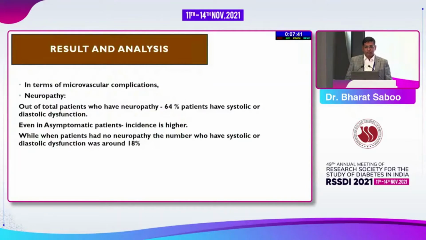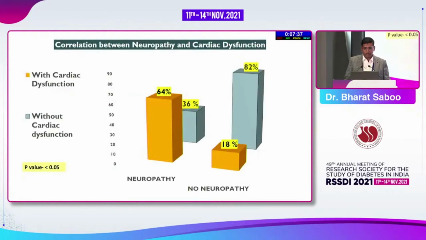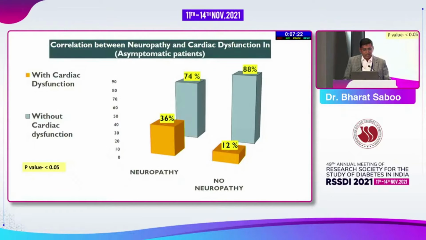In terms of microvascular complication, when we looked at neuropathy, out of the total patients who had neuropathy, 64% had some sort of cardiac dysfunction. While in patients who did not have neuropathy, the prevalence of cardiac dysfunction was only 18%. This was again seen in asymptomatic patients also.